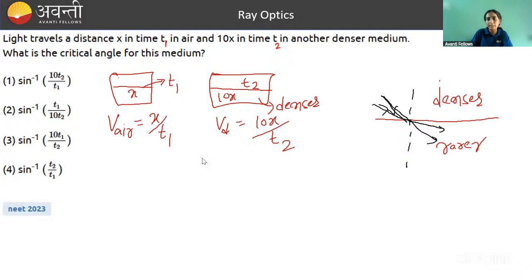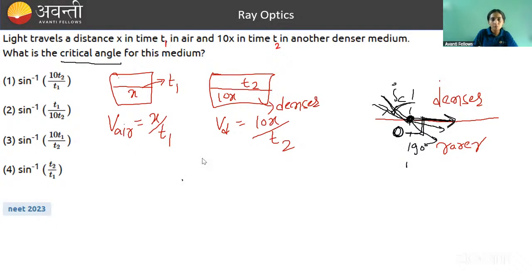And for a particular angle, the refracted light will graze the surface, and we will get the angle of refraction as 90 degrees. So the angle of incidence on the denser side for which we get an angle of refraction equal to 90 degrees, that angle of incidence is the critical angle. Okay. Now let's define this critical angle. If we apply Snell's law at point O for the critical angle, let's say this is the critical angle IC.